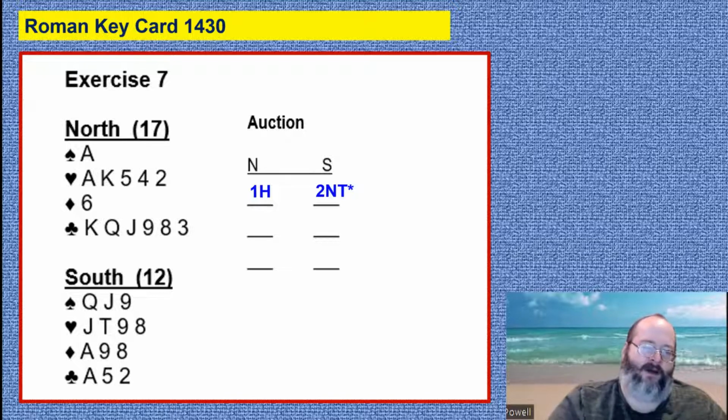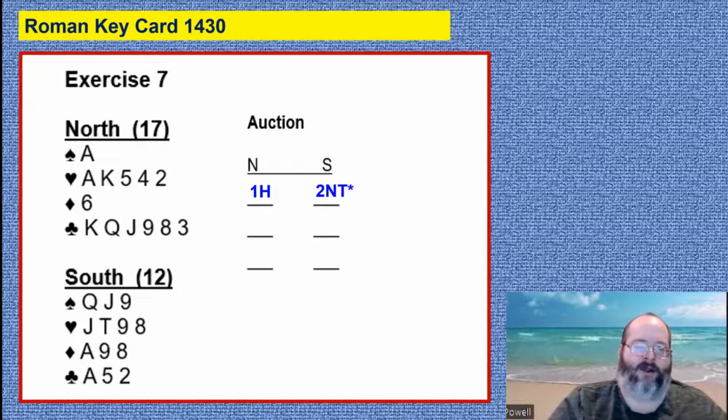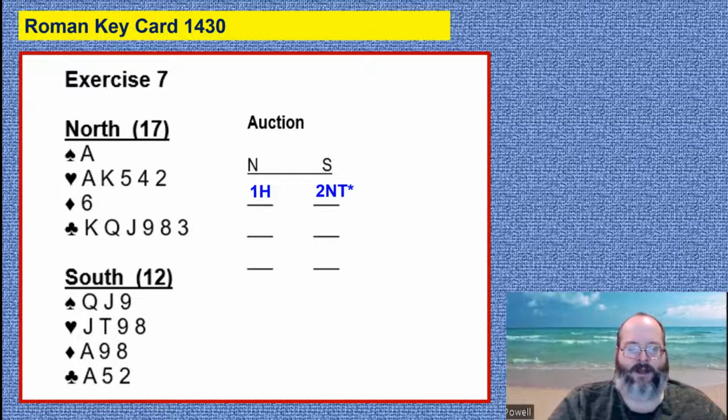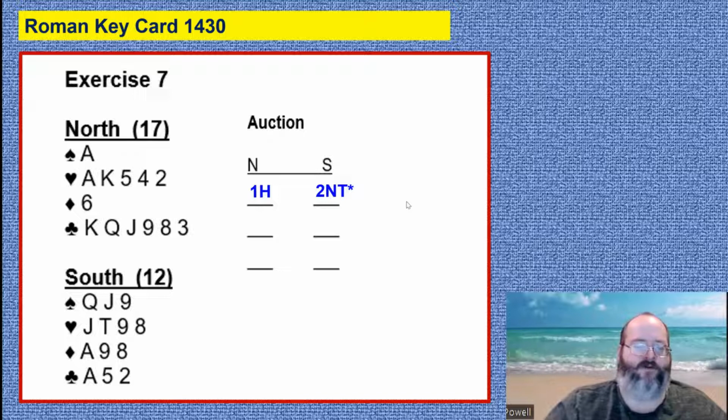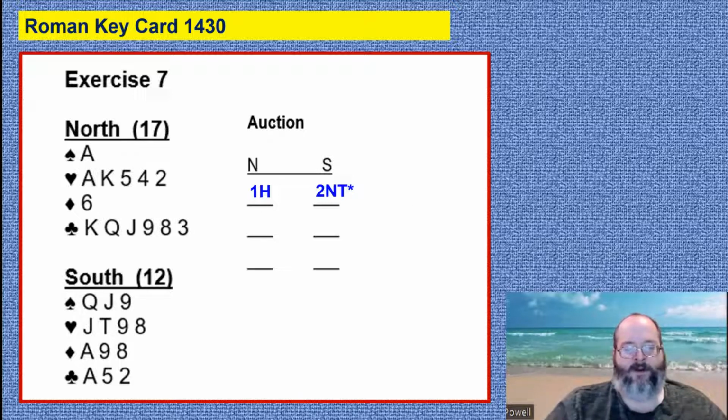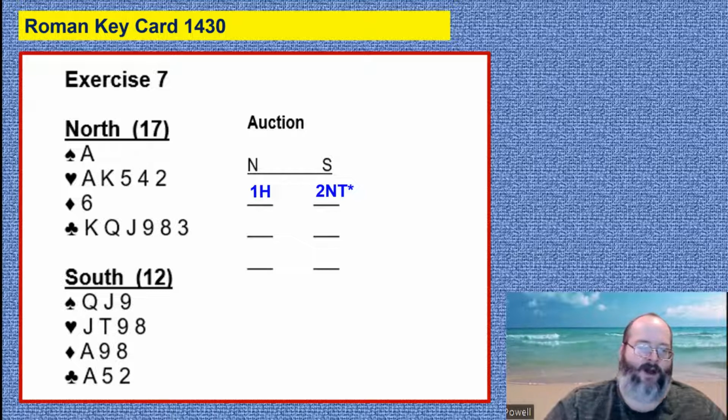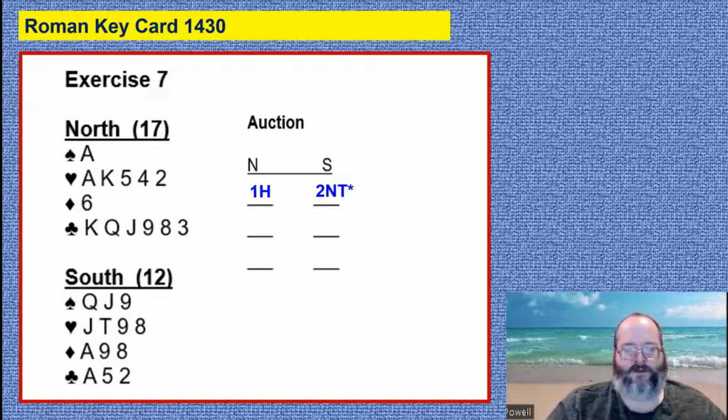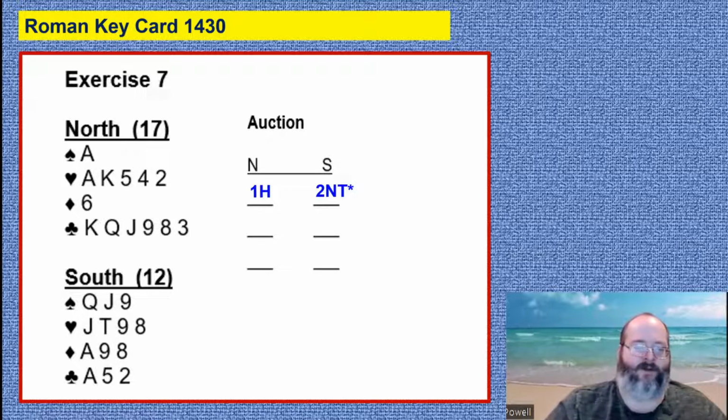North, you have shortness in diamonds. You also have a club suit headed by the king queen, right? So you could at this point bid 4 clubs, right? And then South would try to decide whether he wanted to move on from that point. But let's say you bid 4 clubs and your partner bids 4 no trump. A partner bids 4 hearts saying, I don't want to go on.